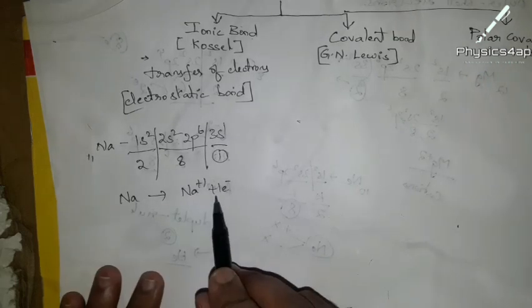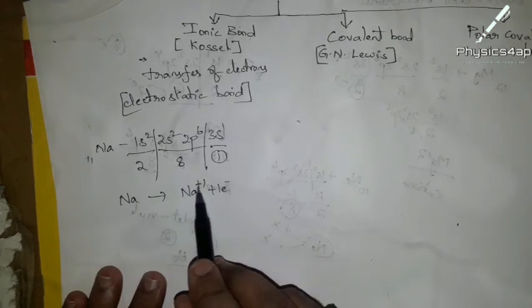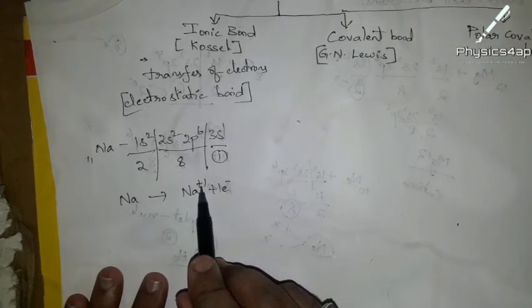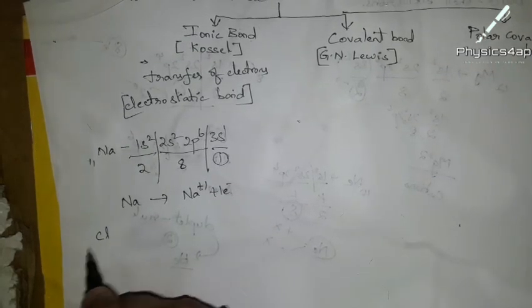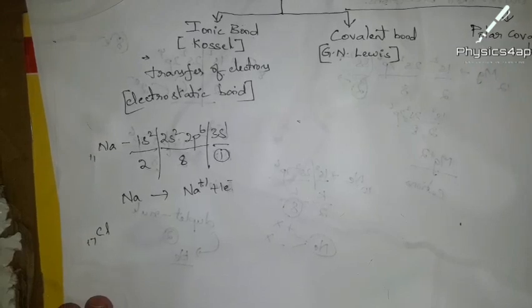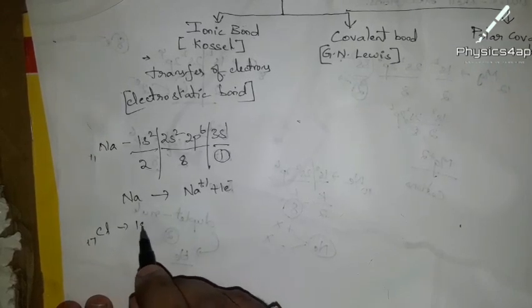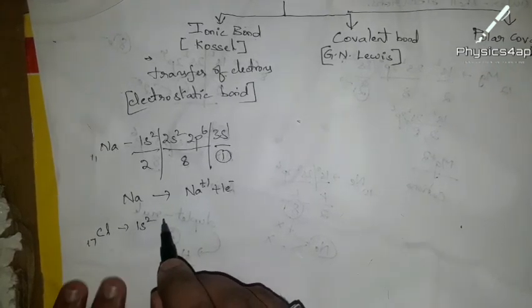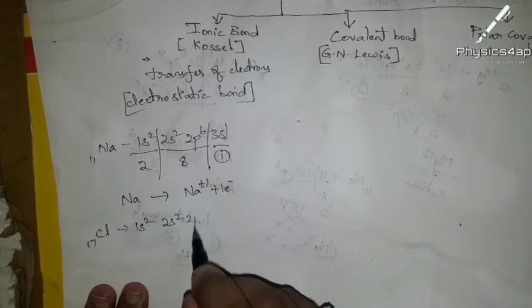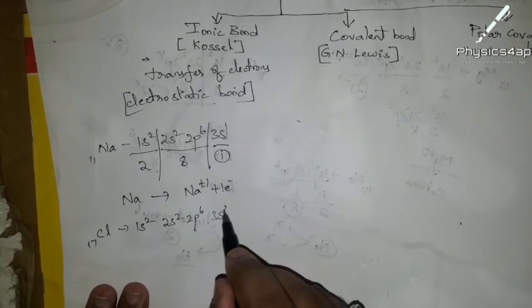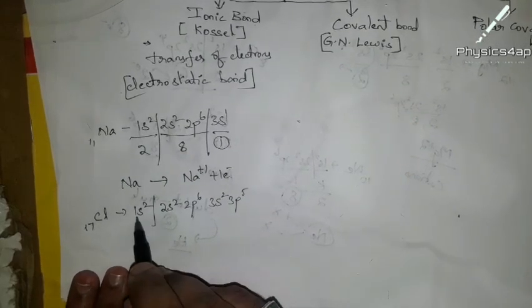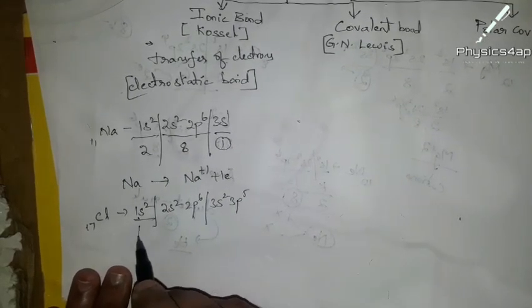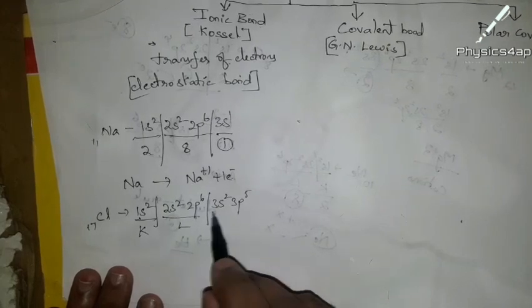As one electron is removed, we get Na plus 1, based upon the octet rule. Now let's take another example, chlorine, with atomic number 17. When we write the electronic configuration: 1s2, 2s2, 2p6, 3s2, 3p5.